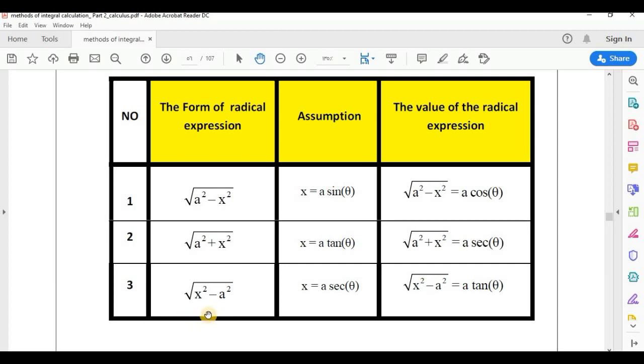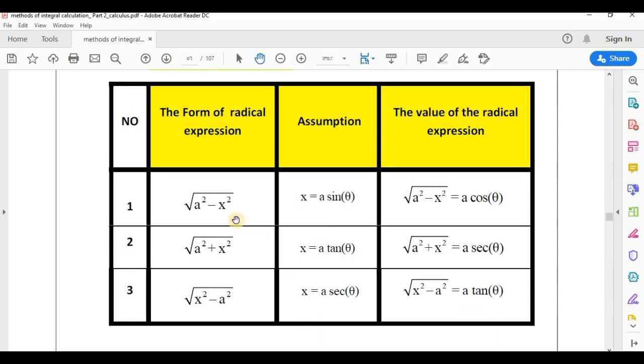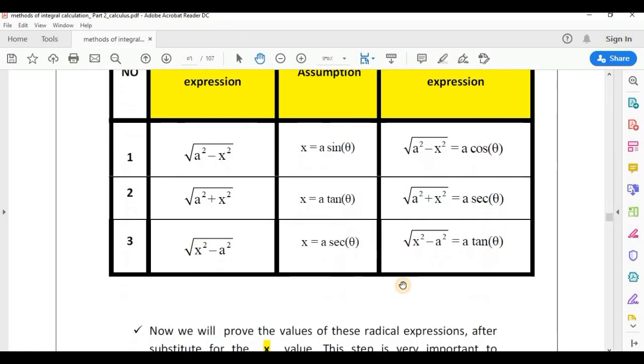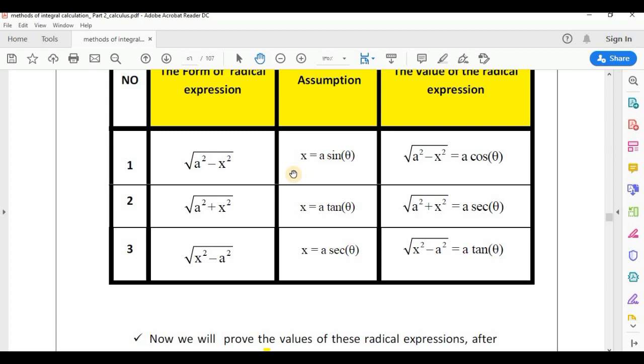If we have this type of form, then our assumption for x will be x equal a multiply sec theta. After substituting this value of x in the radical expression, the result will become a multiply tan theta. For the moment, you just need to memorize the form of the radical expression and the assumption. The value of the radical expression, you will see in the example, how to get rid of the radical expression and how we get this result. Anyway, you need to memorize this form and the assumption.